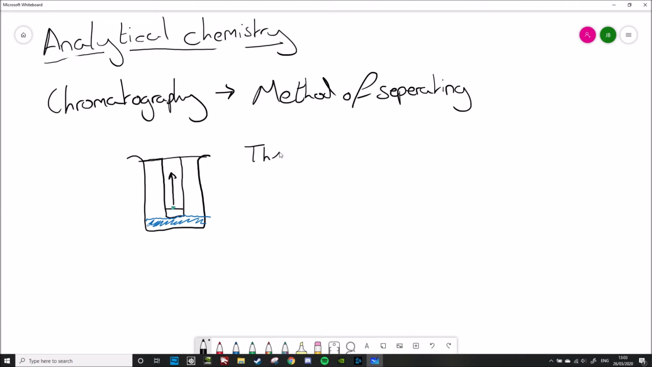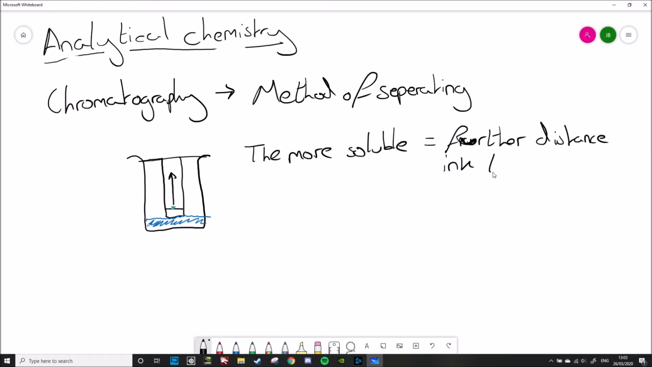So the more soluble, and by soluble I mean how easily it dissolves into water, the more soluble equals further distance ink travels. So if the ink travels all the way to the top, we have very soluble in water. If it only travels a little bit, it's not very soluble.